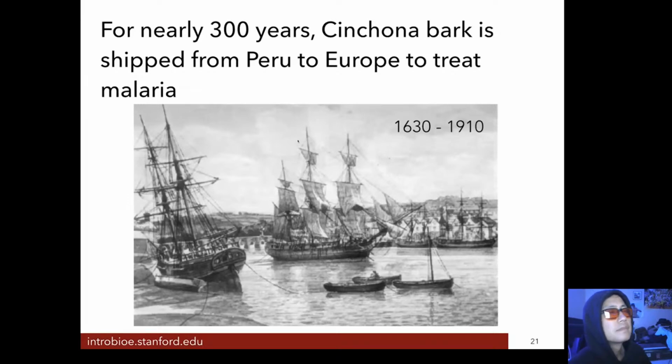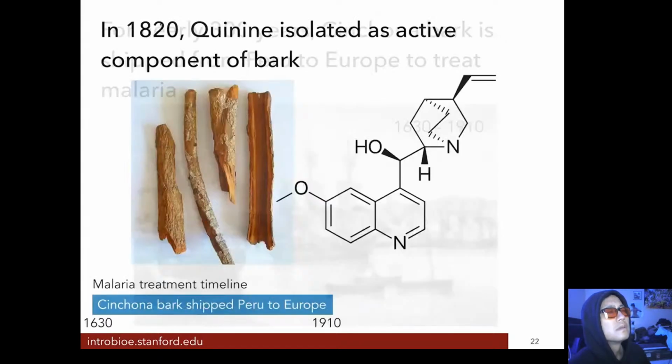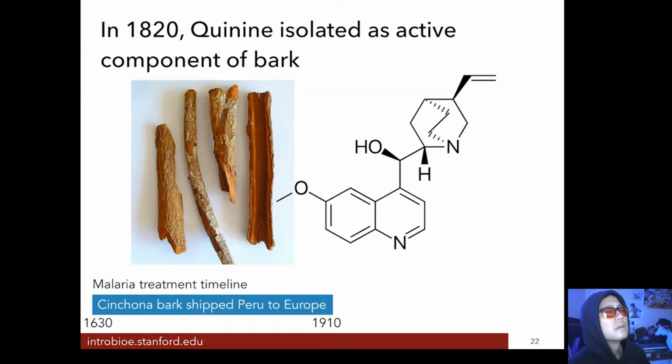Okay, so notice that it's 1630 when this Jesuit apothecary first sends cinchona tree bark to Europe, and that it took until 1820 to isolate quinine as the active component of the bark. People didn't know for a really long time what it was about the bark that was making it a useful malaria treatment, but eventually they figured out that it contained a lot of this molecule called quinine.